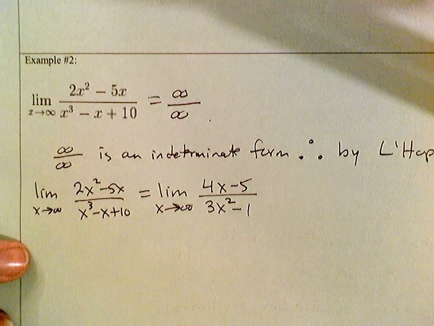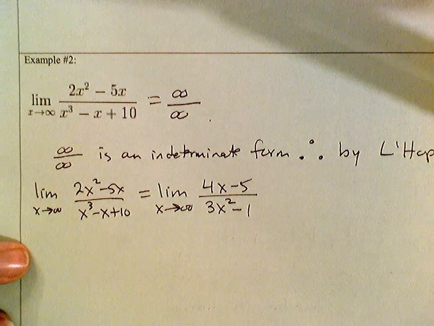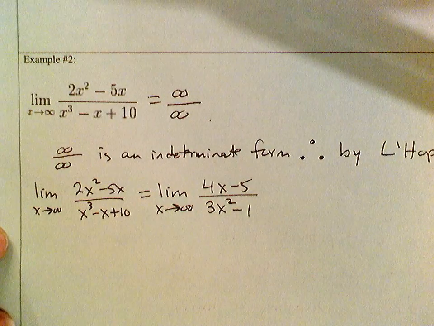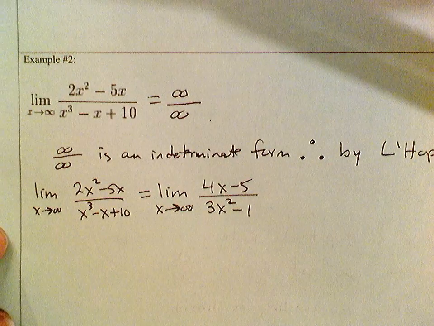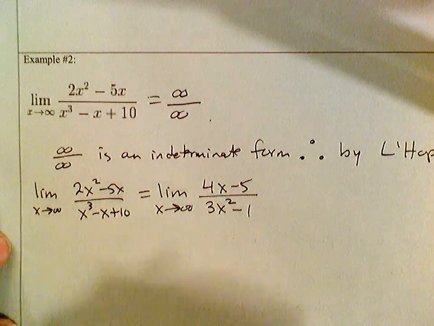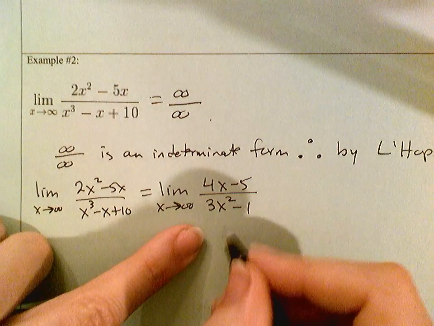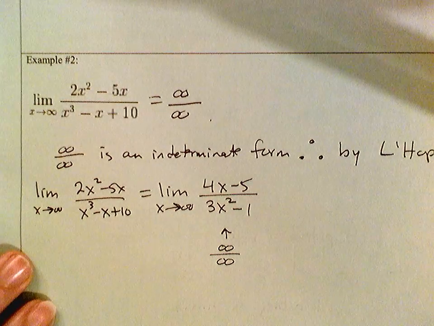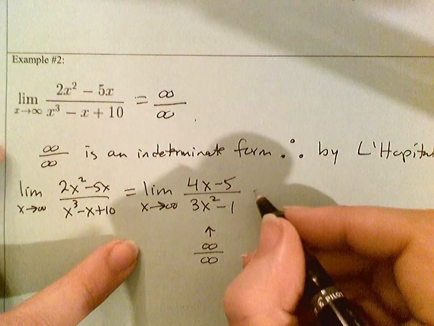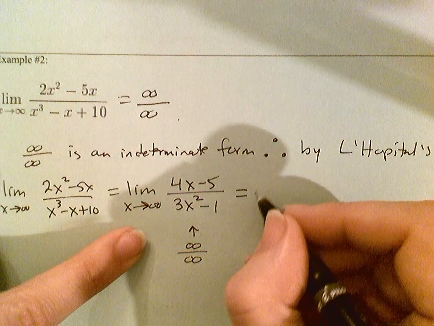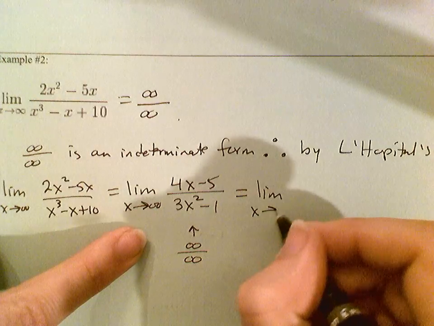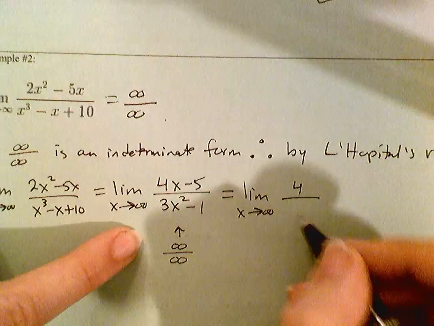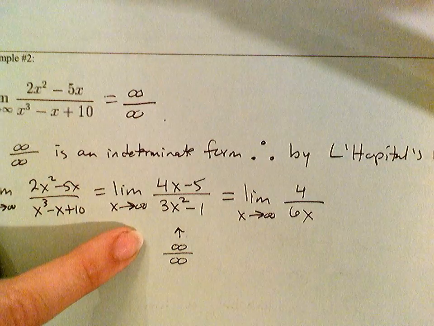Well, guys, the beautiful thing about L'Hopital's rule is that you can keep going. You can take the derivative as many times as you need to, as long as you keep getting indeterminate forms. So this here would give us infinity over infinity again. So I'm going to apply L'Hopital's rule again. By L'Hopital's rule, this is equal to the limit as x approaches infinity. The derivative of the numerator is 4. The derivative of the denominator is 6x.